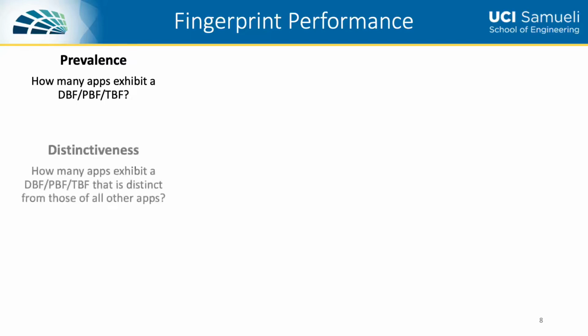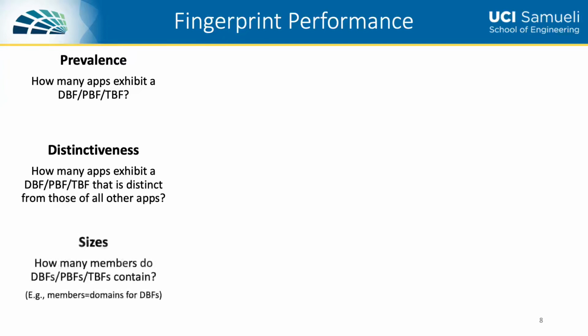To evaluate the performance of the three fingerprinting techniques, we look at the following three metrics. Prevalence, which is the percentage of apps that exhibit a fingerprint of a given type. Distinctiveness, which is the percentage of apps that exhibit a fingerprint of a given type, where that fingerprint is distinct from all other apps' fingerprints of that same type. Finally, we examine fingerprint sizes, defined as the number of members in a fingerprint. So for example, the number of domains in a DBF.